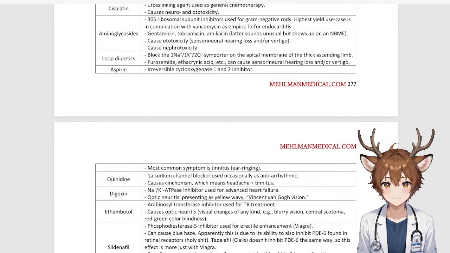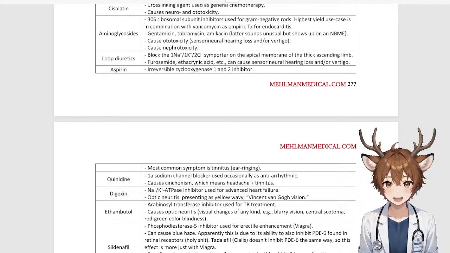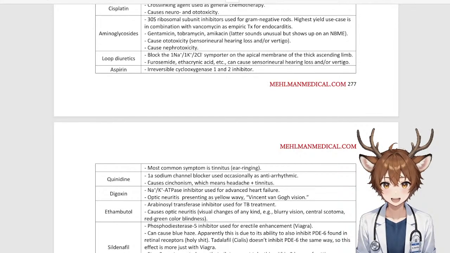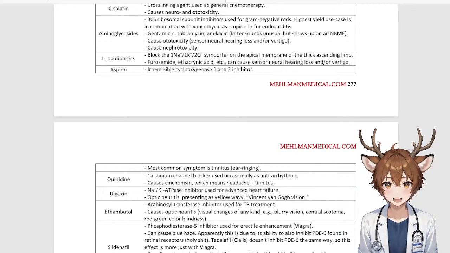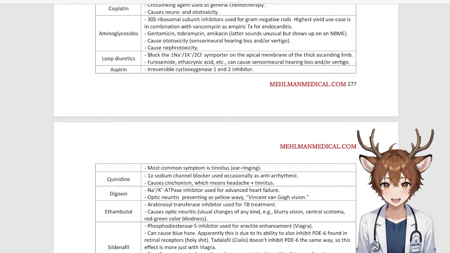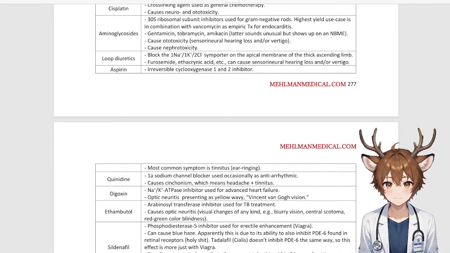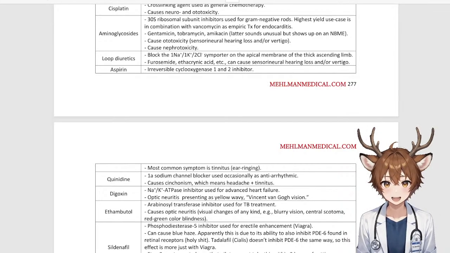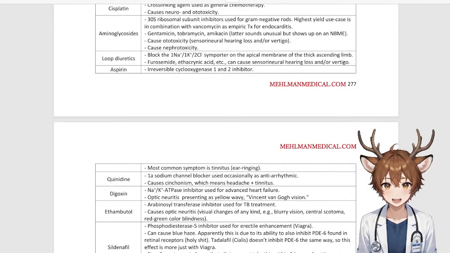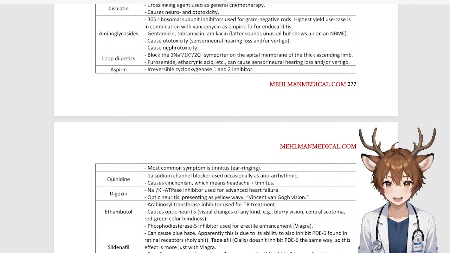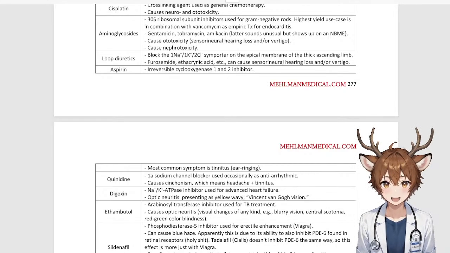Aminoglycosides are 30S ribosomal subunit inhibitors used for gram-negative rods. The highest yield use case is in combination with vancomycin as an empiric treatment for endocarditis. Gentamicin, tobramycin, and amikacin, the latter sounds unusual but shows up on the NBME, cause ototoxicity, sensorineural hearing loss and/or vertigo, and cause nephrotoxicity.